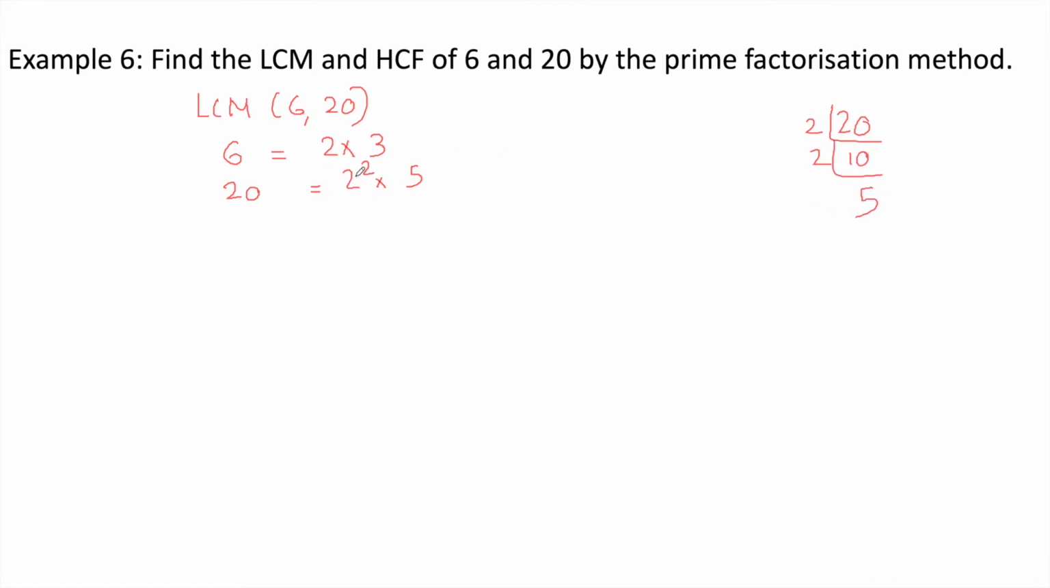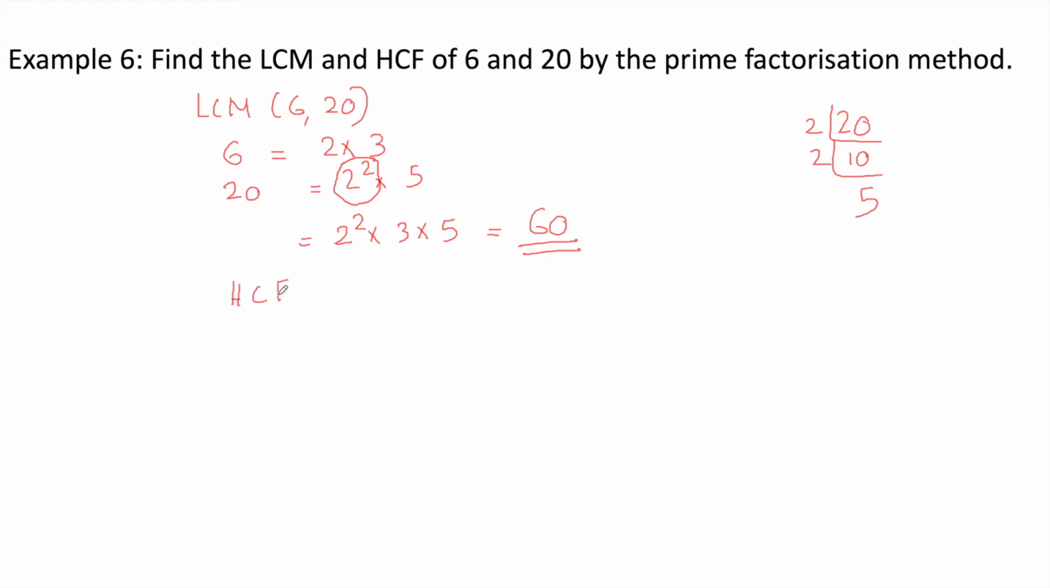In this way we are writing the prime factors. Then for LCM, we have to consider each prime factor with the greatest power. For 2 and 2 square, what is the greatest power? That is 2 square. And we have to consider 3 and 5. It is 60. So LCM of 6 and 20 is 60.